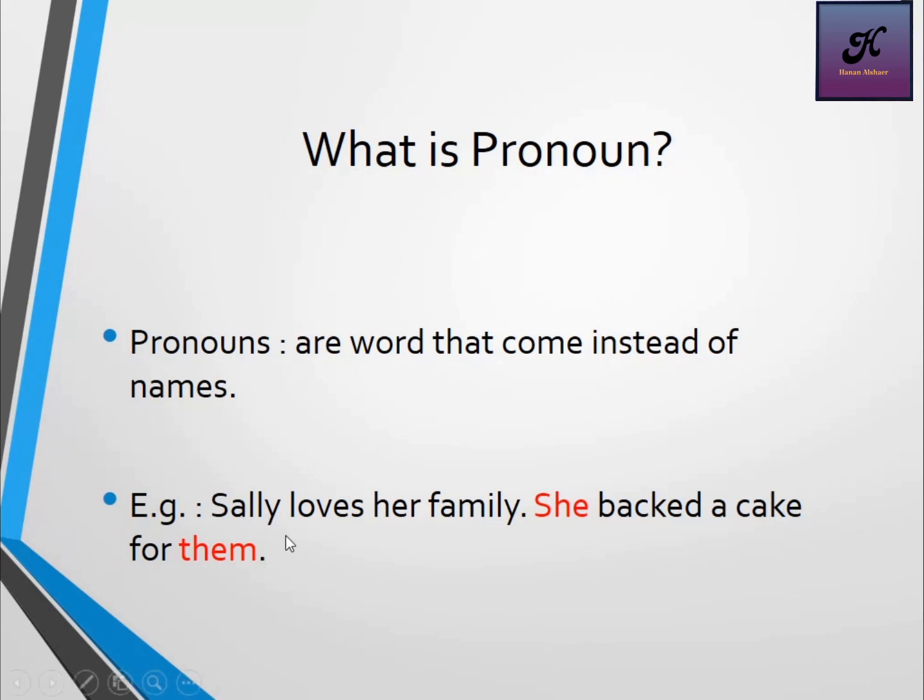So instead of Sally, since it's a girl, what will I put, she or he? Yes, we will put she. So instead of Sally, I will say, Sally loves her family. Then I will say she baked a cake for them. So here I removed Sally, the name, and I put a pronoun, which is she. And I removed the family, which is a group of people, and I put them instead. That will make our writing simpler and smoother. It will make our writing and our speaking easier when we speak or write.